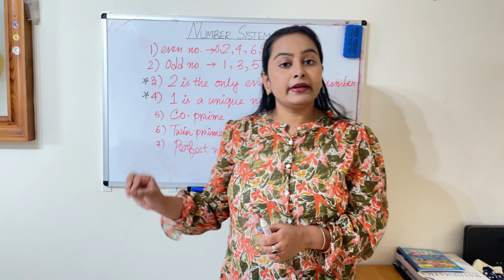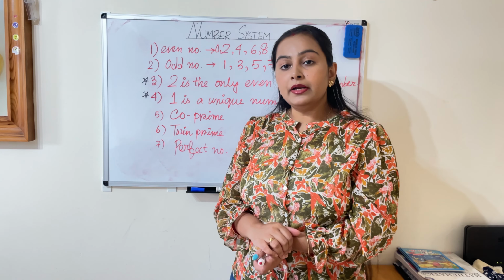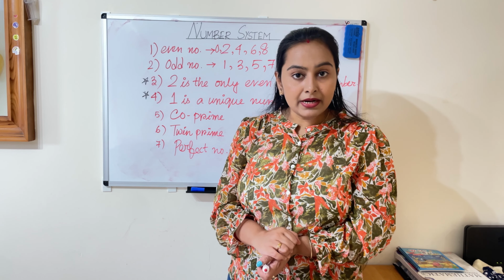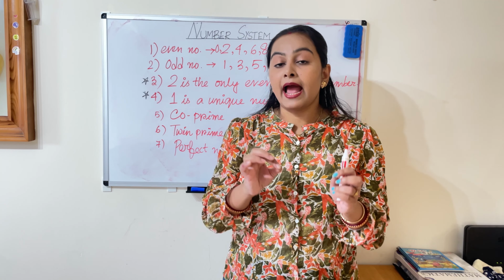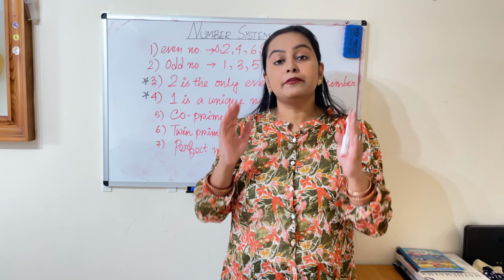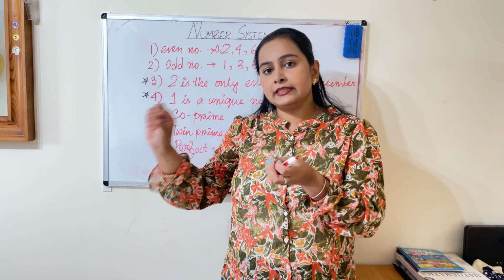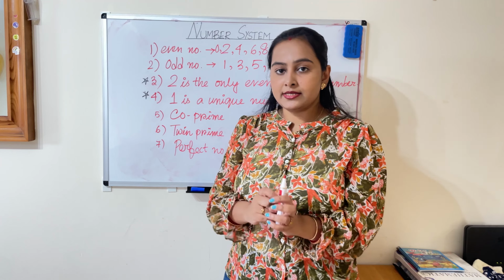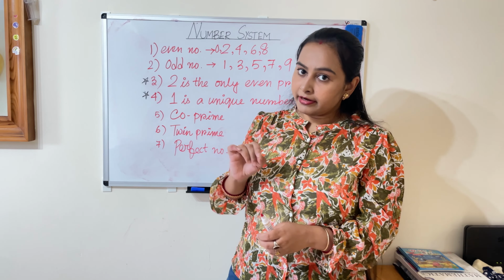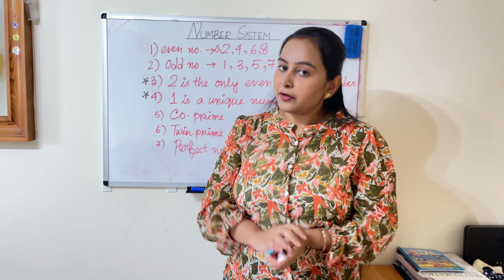Last one is the perfect number. What about the perfect number? Perfect numbers are the numbers that can be represented as the sum of their factors except the number itself. That number is considered a perfect number. I have already given the example of a perfect number.